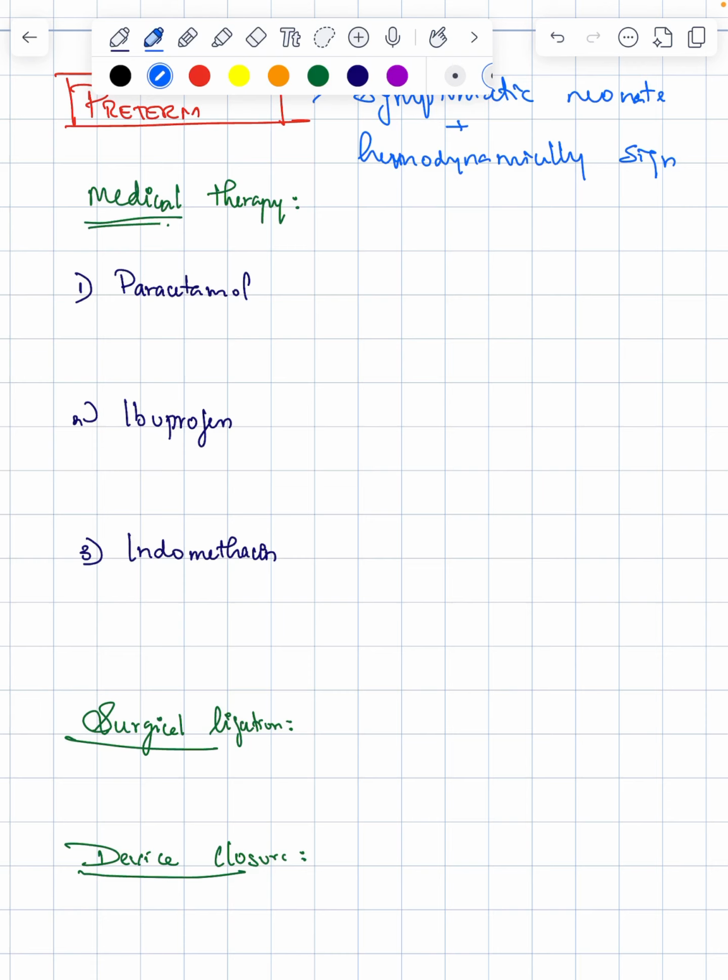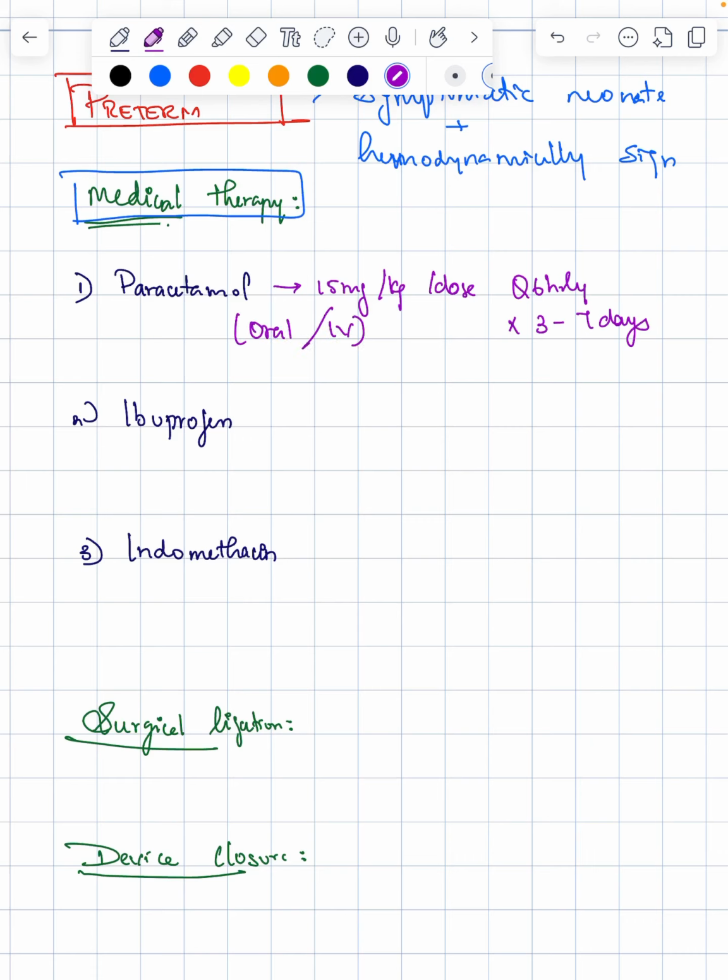So coming to medical therapy, what are the drugs? The drugs are paracetamol, brufen and indomethacin, available for medical therapy for closure of PDA in your preterm child. So what is the dose of paracetamol? It is 15 mg per kg per dose, every 6th hourly, for around 3 to 7 days. Route of administration can be oral or IV.